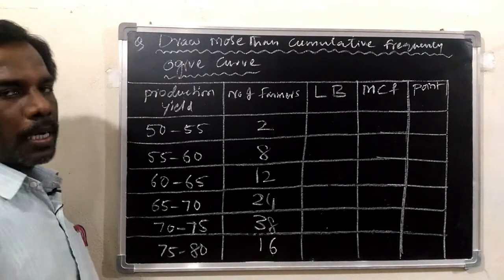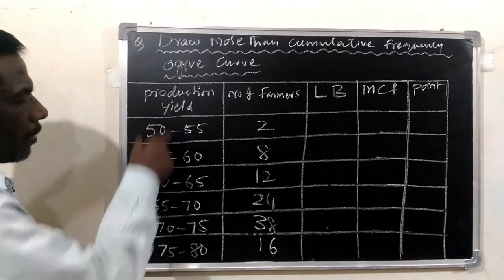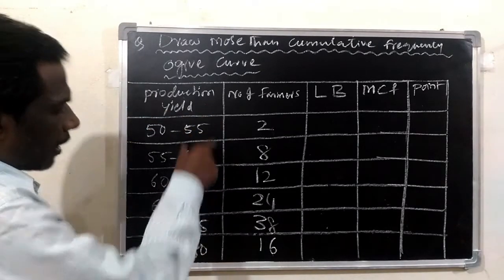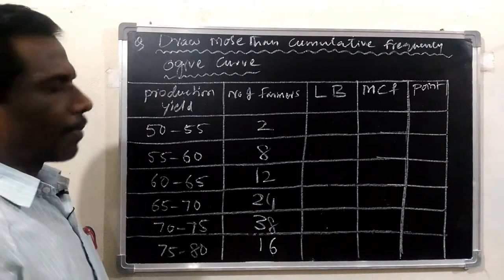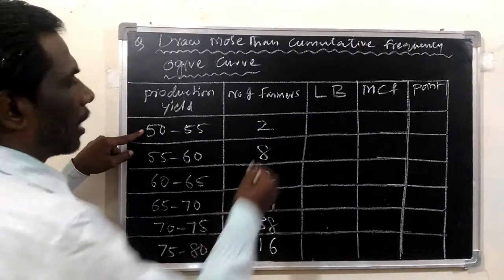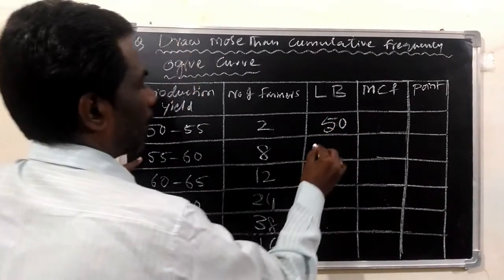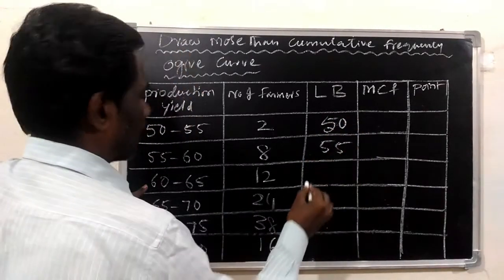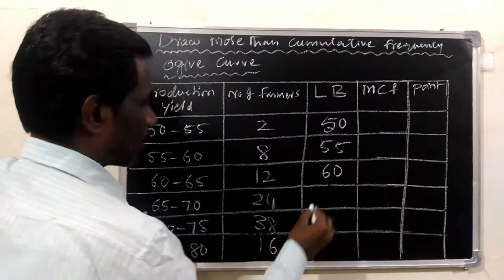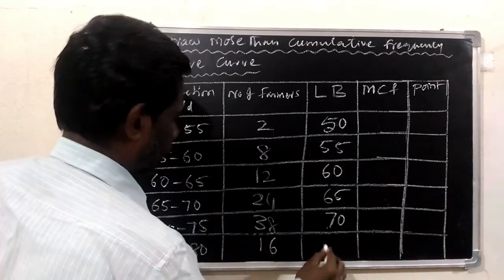First we write the lower boundaries. I told you already that the left side values are the lower boundaries and the right side values are the upper boundaries. So here we need the lower boundaries. That is what I am writing: the left side values 50, 55, 60, 65, 70, 75.